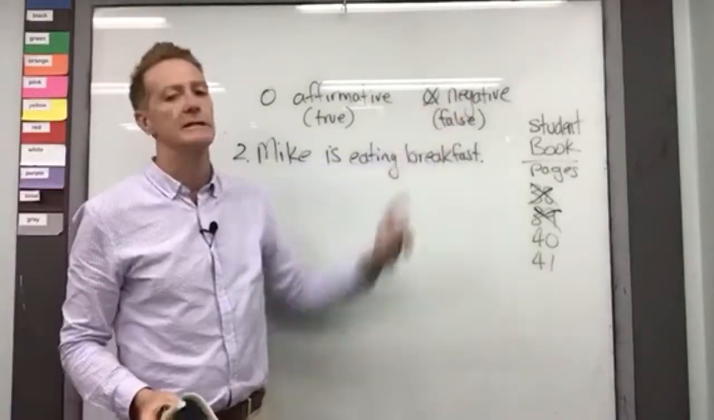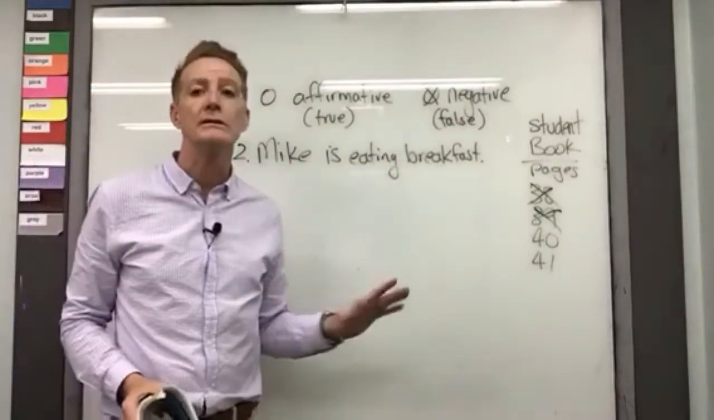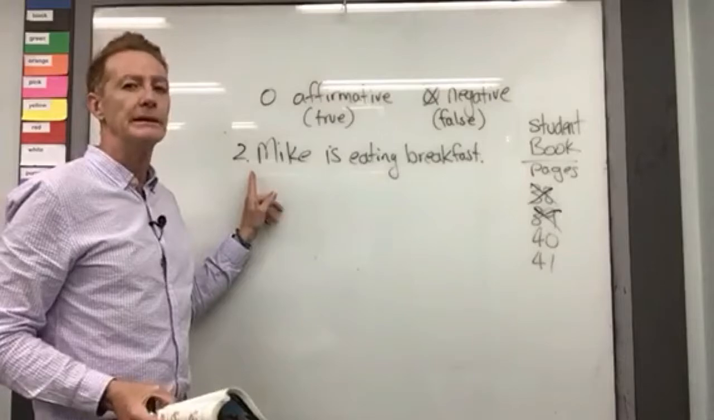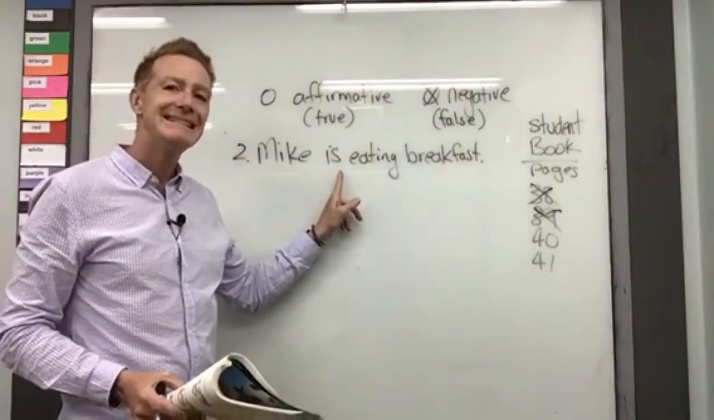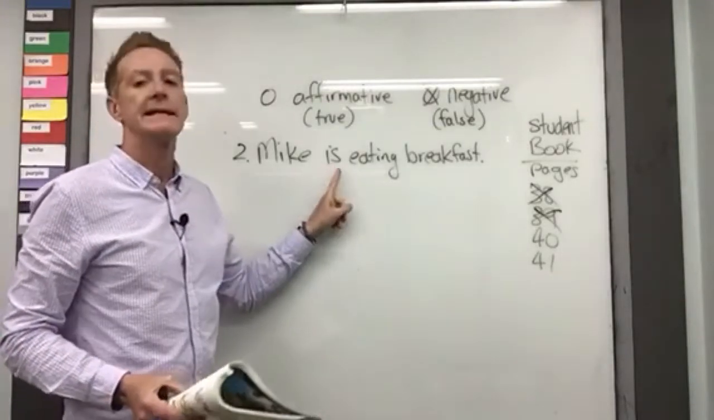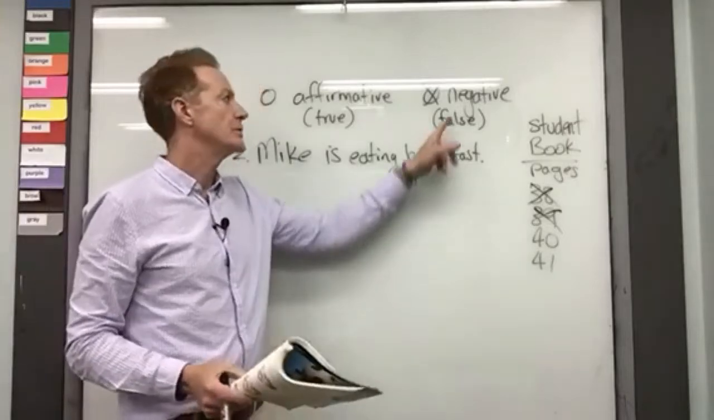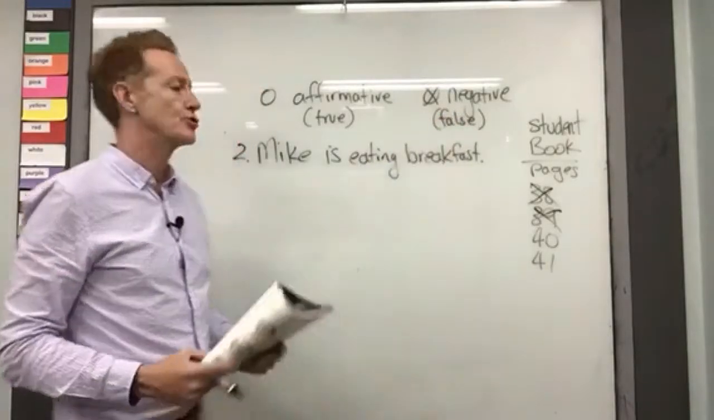What if it was negative? If it was false, not true, what would it be? Mike isn't eating breakfast, or Mike is not eating breakfast. So that would be false, negative, not true.